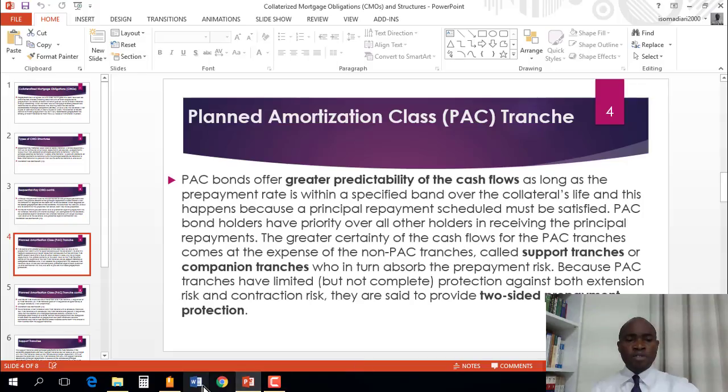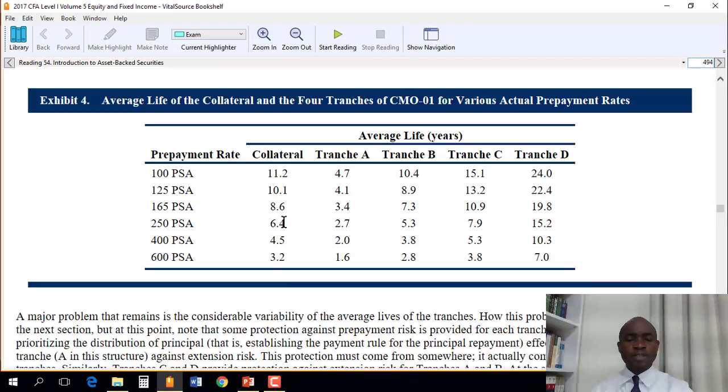Now, if we go back to our schedule here, you notice that even within tranche A, when prepayment speed accelerates to 600, it can actually get back cash flows in 1.6 years, barely 1.5 years. But when the prepayment speed goes back to the standard benchmark, it can take as long as 4.7 years. The same thing applies to each of the tranches. So there's a lot of variability in the average life of these tranches, tranche A, B, C, and D. Now, this variability is caused by what? Prepayment, the speed of the prepayment, the actual experience. What we're doing here is basically projected prepayment.